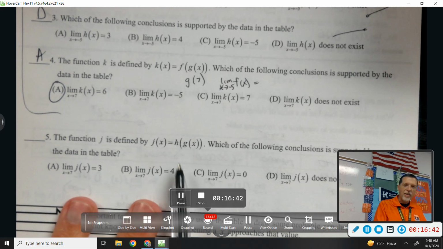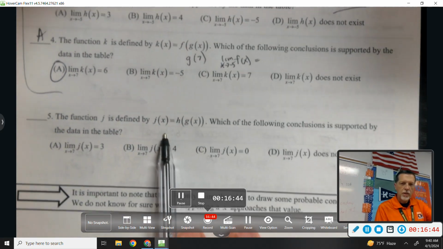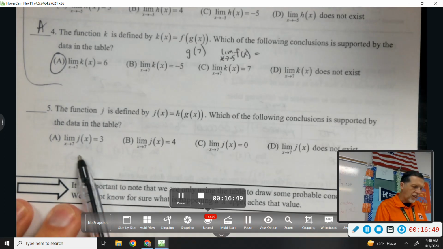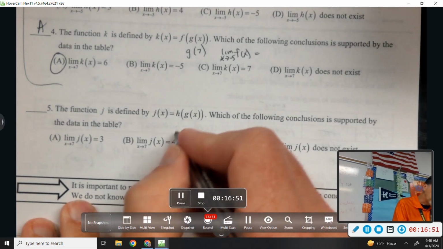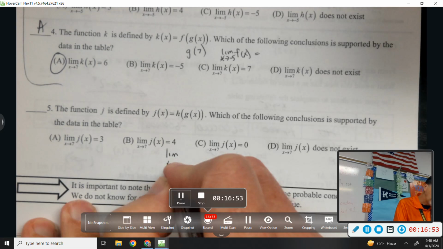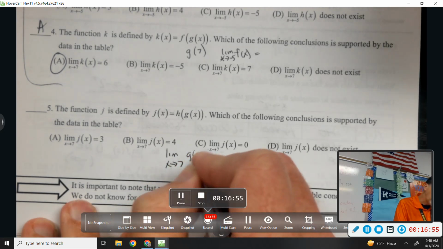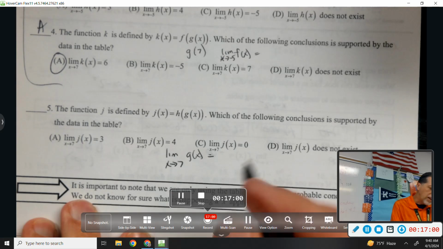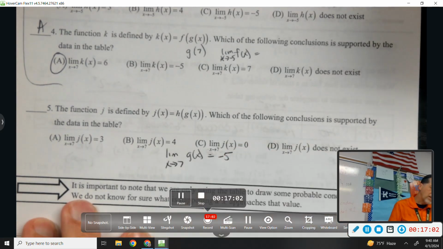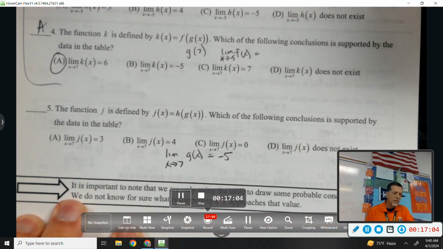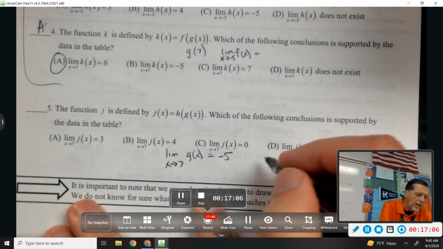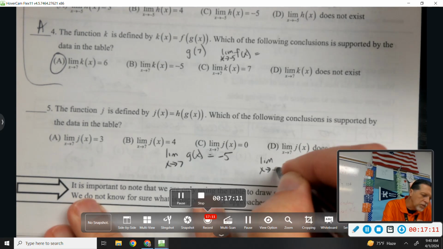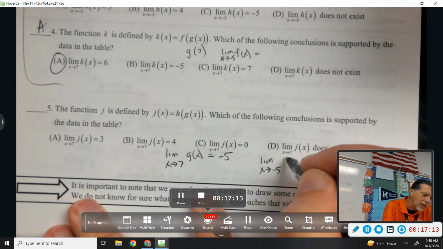I suspect 5 might be a weird one. Let's see. H of g of x, and as x approaches 7. So let's start on the inside. Limit as x approaches 7 of g of x. They're both headed toward negative 5, like both sides. So that limit is negative 5. So then we'll take the next step out. Limit as x approaches negative 5 of h of x.